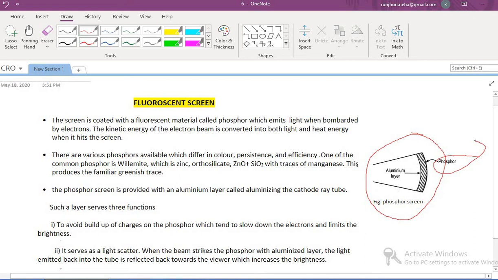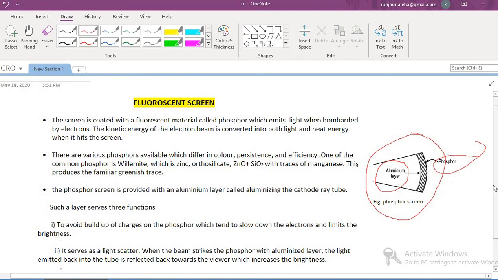There are various phosphors available which vary in color, persistence, and efficiency. One of the most common phosphors is willemite, which is zinc orthosilicate with traces of manganese. This is the one that is producing the familiar greenish trace that we usually observe on the screen of a CRO. The phosphor screen is also provided with an aluminium layer and is known as aluminizing the cathode ray tube.